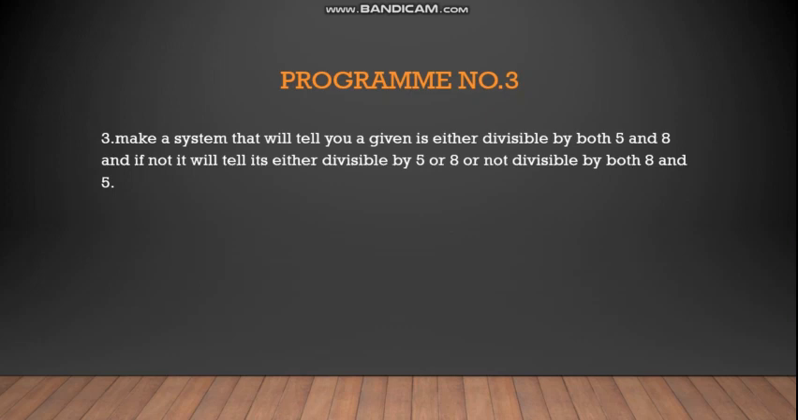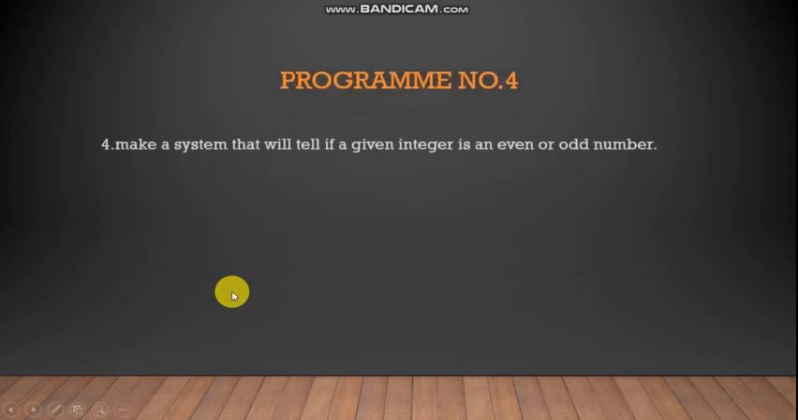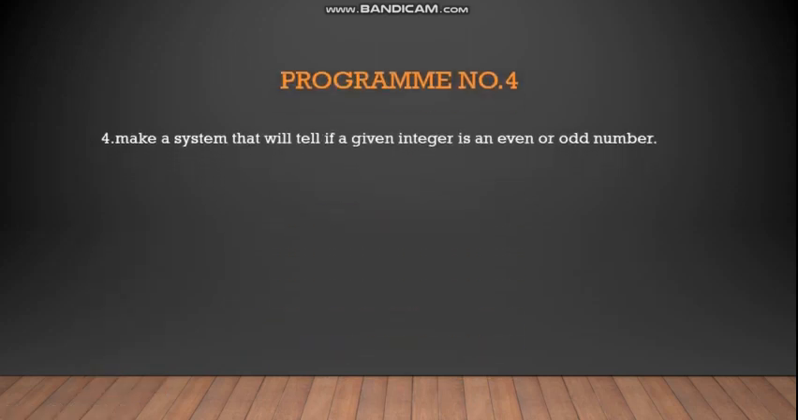But if it is not divisible by both 5 and 8, the system will go and check if it is divisible by either 5 or 8. If it is divisible by either 5 or 8, it will tell you. But if it is not divisible by 5 or 8, it will give an output saying the number is not divisible by both 5 and 8.